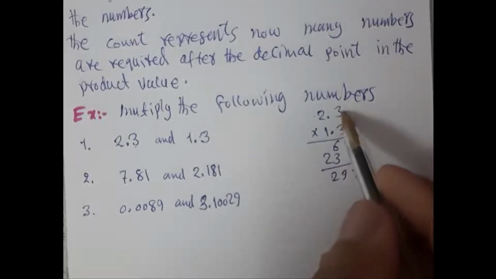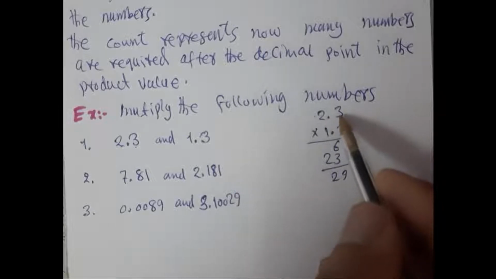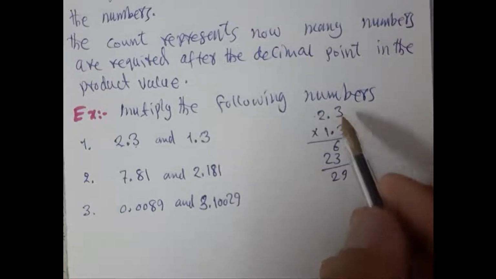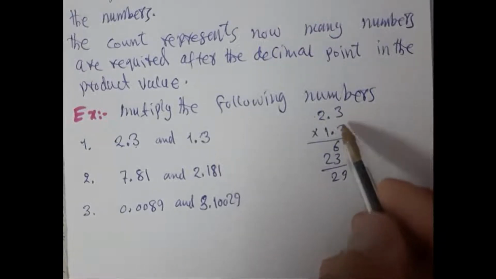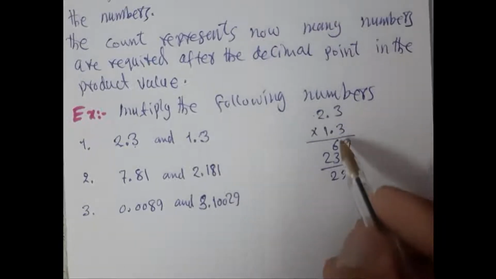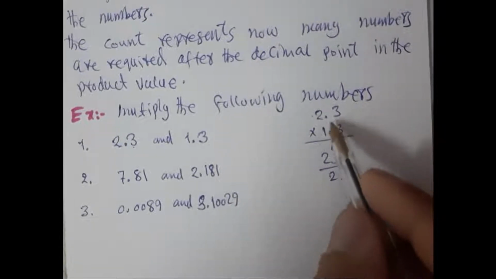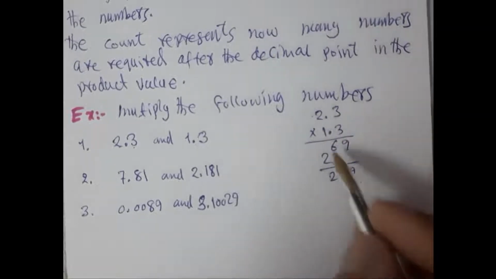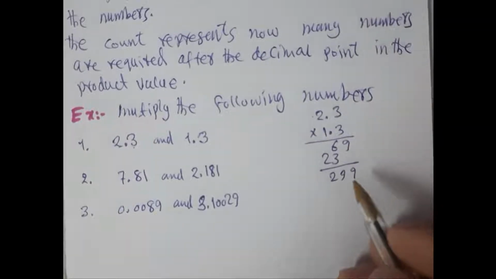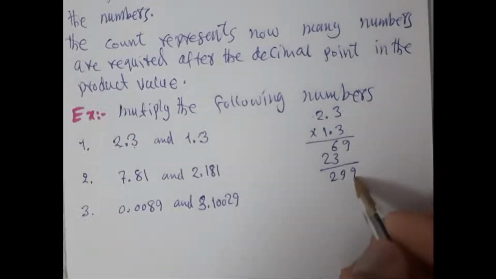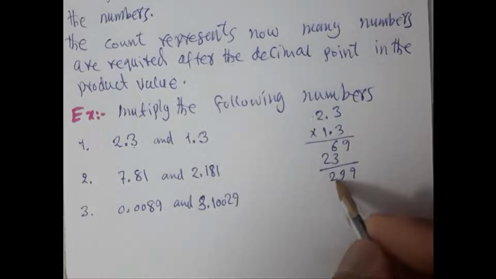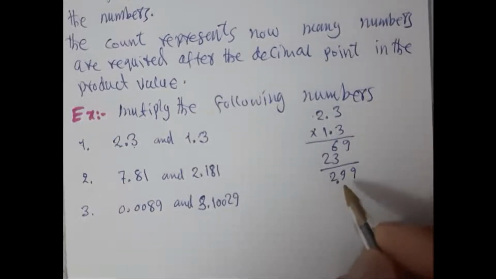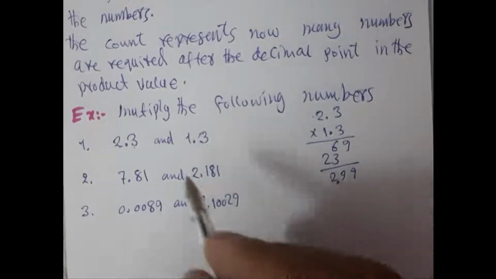Now we want to count the numbers after the decimal point. Here we have one number and also here we have one number. So 2 numbers we have after the decimal point. So here is the product of these two decimal numbers. From the right side we count 1, 2. Here we can put the decimal point.